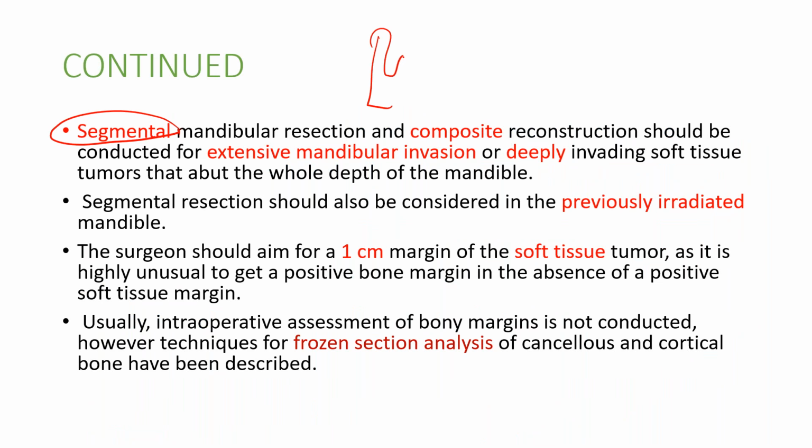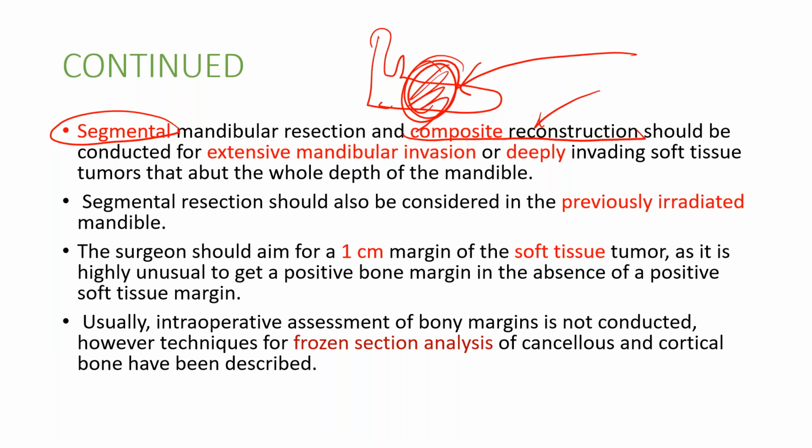If you are removing a part of the mandible completely, you have to do a composite reconstruction. That means you should get a bone from somewhere and replace the removed part. This should be conducted for extensive mandibular invasion.